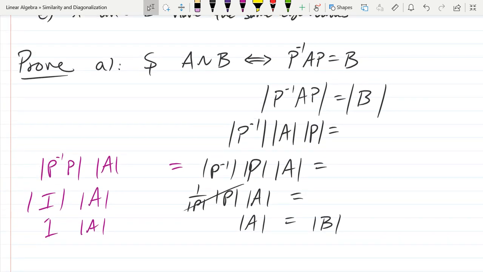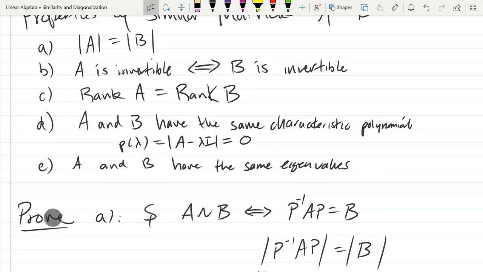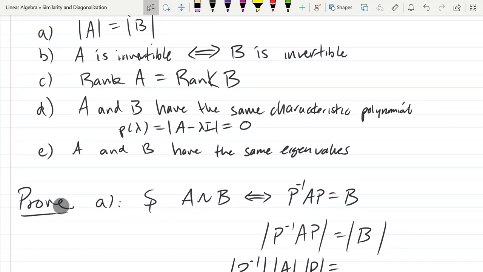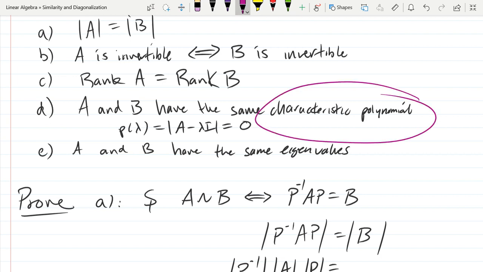So there's a reason I proved this one. If we look at A, determinant equals other determinant. Well, if your determinants are equal, how do you get your characteristic polynomial? Use a determinant. So if their determinants are the same, the characteristic polynomial will be the same.